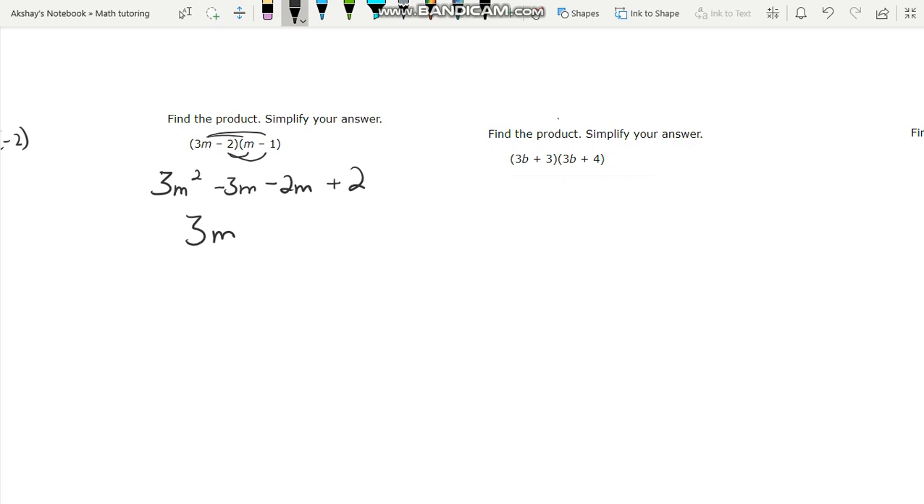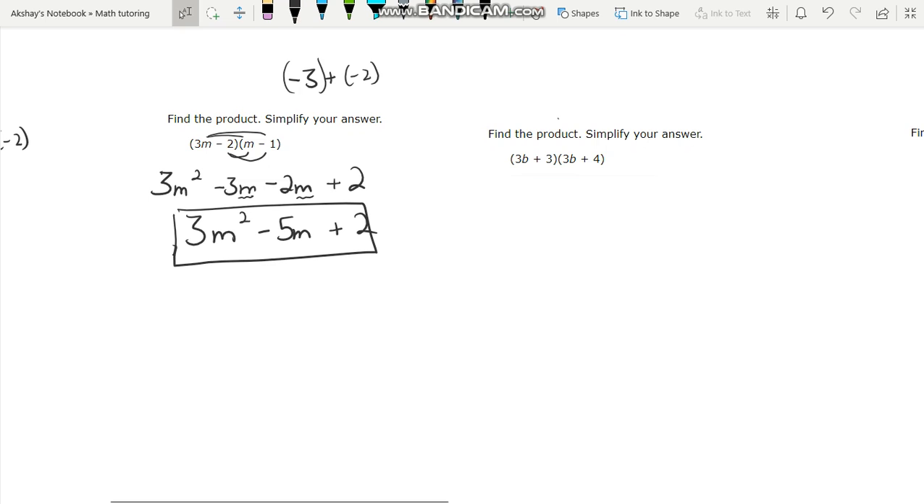Add my like terms. 3m squared, negative 3m minus 2m gives me negative 5m because I have the same variable m. I can add my coefficients together. Negative 3 plus negative 2 is negative 5m, plus 2. That is our answer. Easy, right?